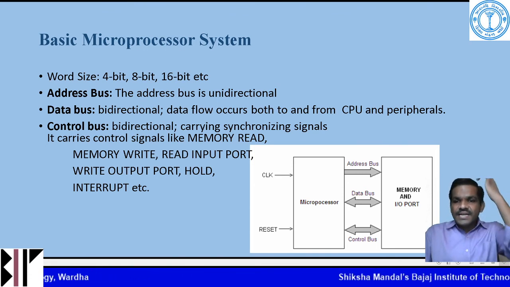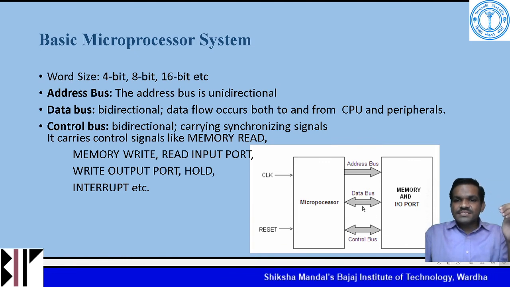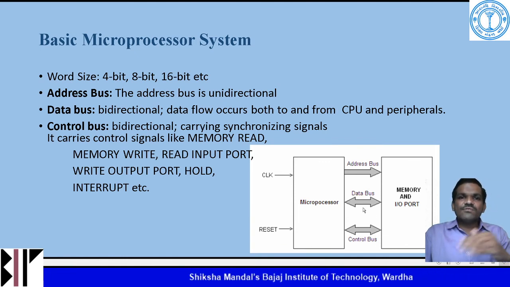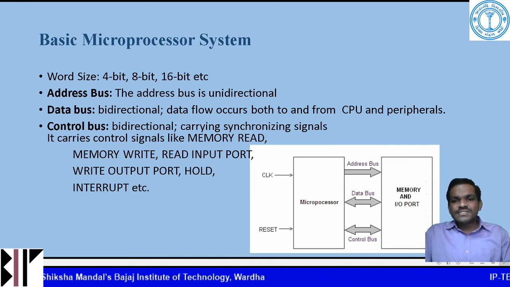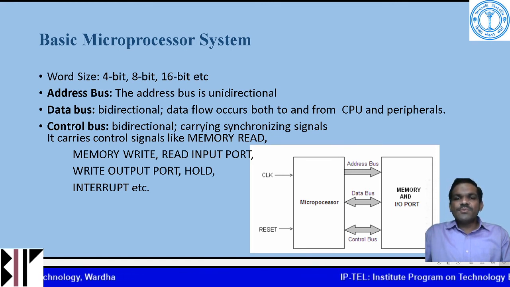Next, the data bus is bidirectional. So bidirectional data flows are there: data flows between the CPU, or you can say the microprocessor, and the memory, or from the IO port to the microprocessor. So it is a bidirectional data bus.